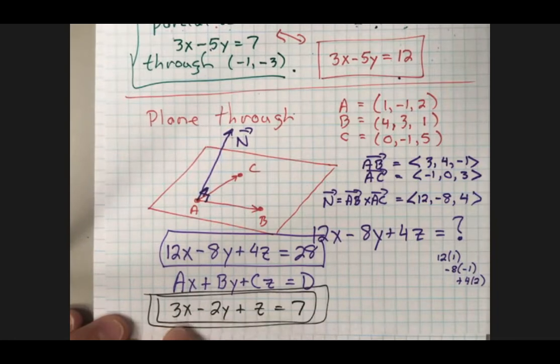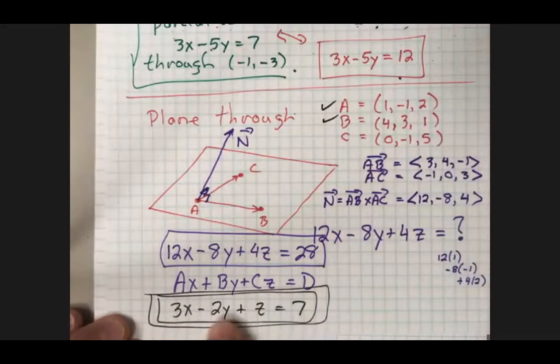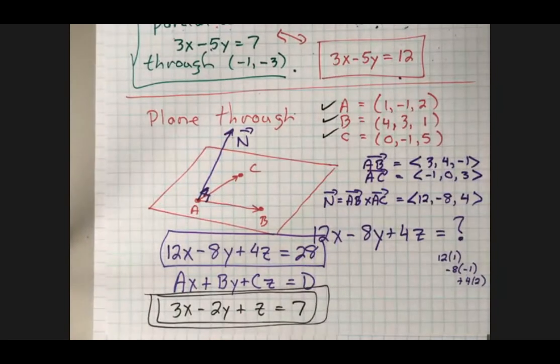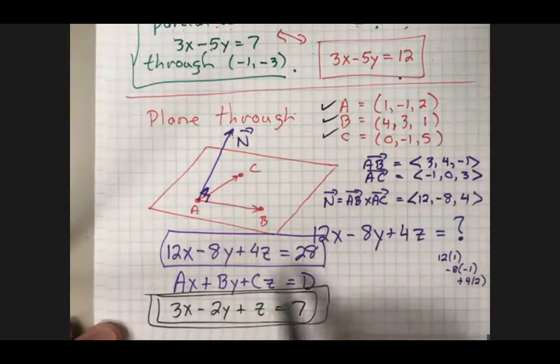Let's plug in B. Put a 4 and a 3 and a 1 here. I get 12 minus 6 plus 1. What's 12 minus 6? 6 plus 1 is 7. B works. Let's plug in C. 0, minus 1, and 5. 0 gives me nothing. Minus 1 gives me 2. 5 gives me 7. Okay, so I found the equation of that plane very efficiently by creating a normal and just using that normal in the A, B, and C place.